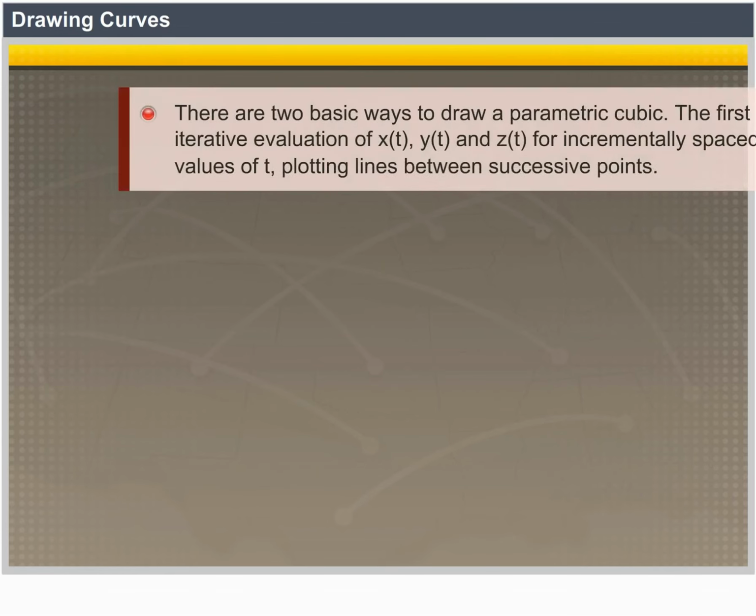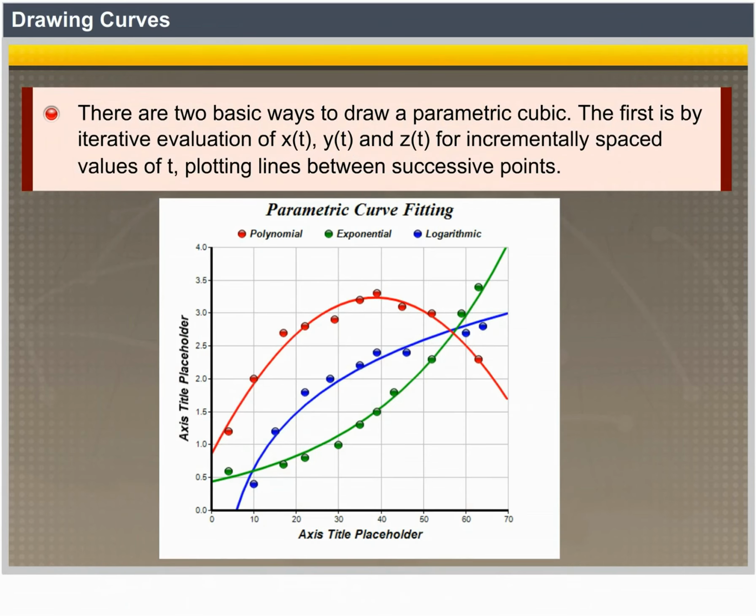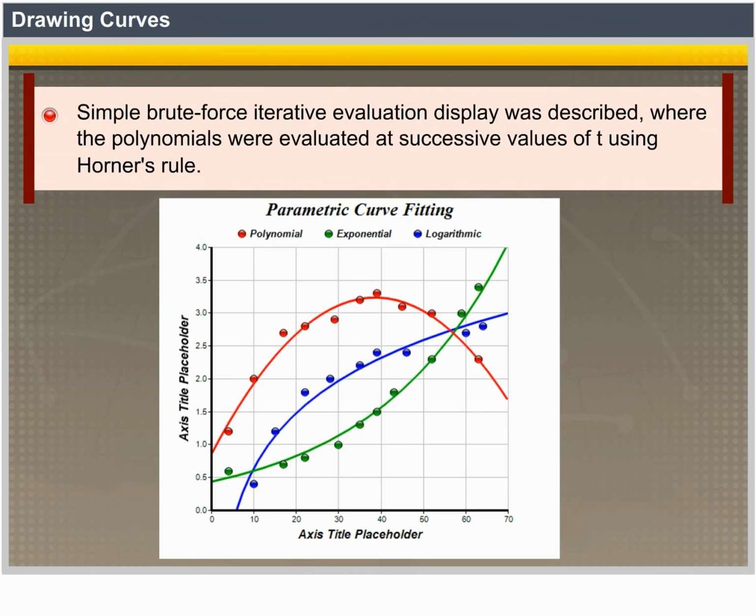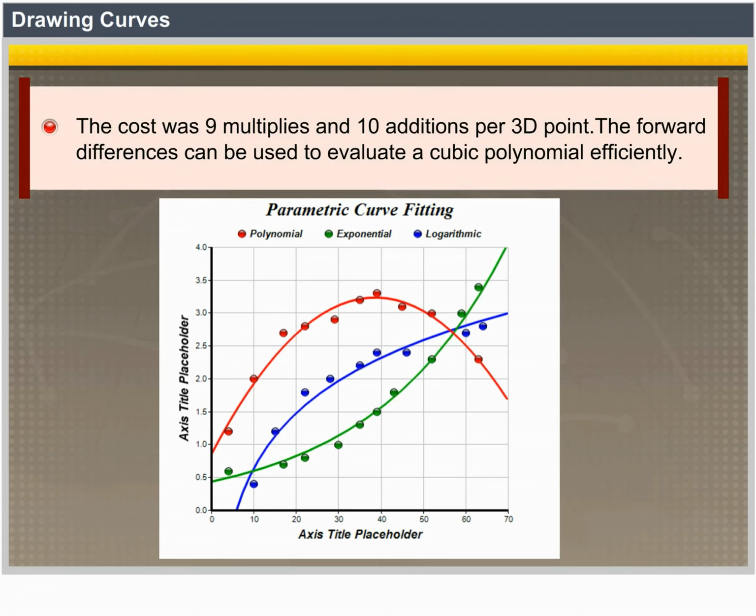Drawing curves. There are two basic ways to draw a parametric cubic. The first is by iterative evaluation of x of t, y of t, and z of t for incrementally spaced values of t, plotting lines between successive points. The second is by recursive subdivision that stops when the control points get sufficiently close to the curve itself. Simple brute force iterative evaluation display was described where the polynomials were evaluated at successive values of t using Horner's rule. The cost was 9 multiplies and 10 additions per 3D point.